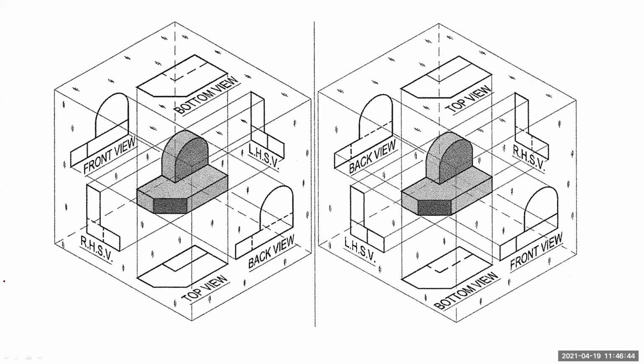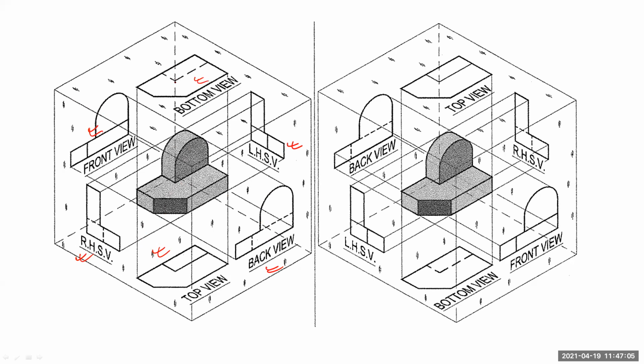So now let's come to the next topic. This is again the explanation with some other object. You can see some object is placed over here, and for first angle and third angle, this is your front view, this is your top view, right hand side view, left hand side view, bottom view, and back view.